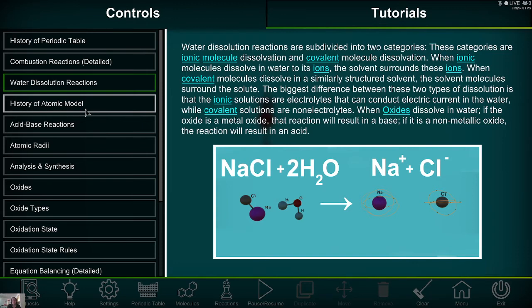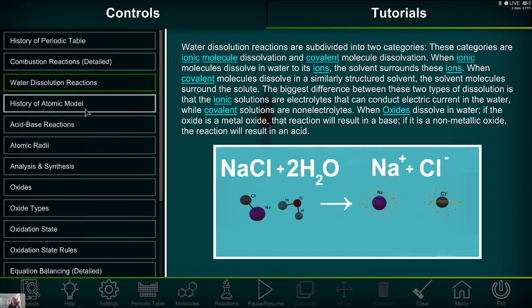Water dissolution reactions are subdivided into 2 categories. These categories are ionic molecule dissolution and covalent molecule dissolution. When ionic molecules dissolve in water to its ions, the solvent surrounds these ions. When covalent molecules dissolve in a similarly structured solvent, the solvent molecules surround the solute. The biggest difference between these 2 types of dissolution is that the ionic solutions are electrolytes that can conduct.